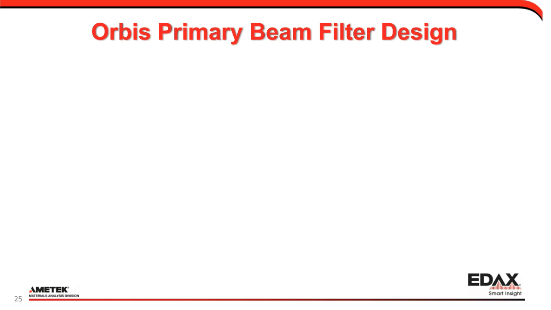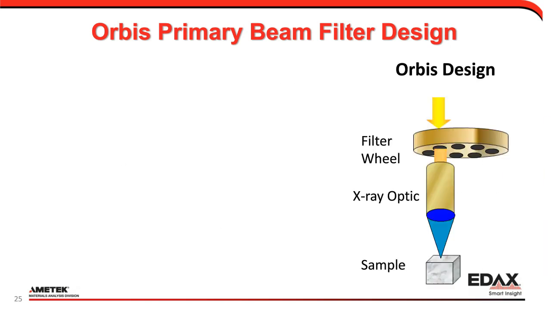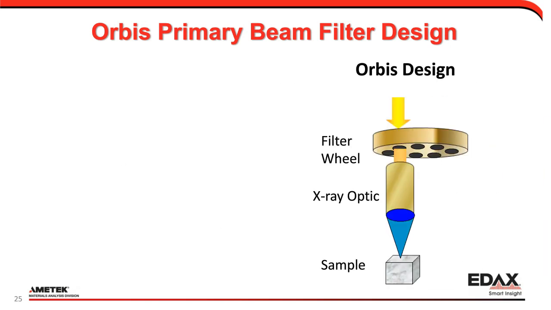I want to take a moment to point out one of the benefits of the Orbis filter design. It's important to note that the filter system is a scattering element, and in a Micro XRF system you have a focusing component. So it's important to put the scattering element first, then the focusing component, so that your beam's not scattered on the sample.